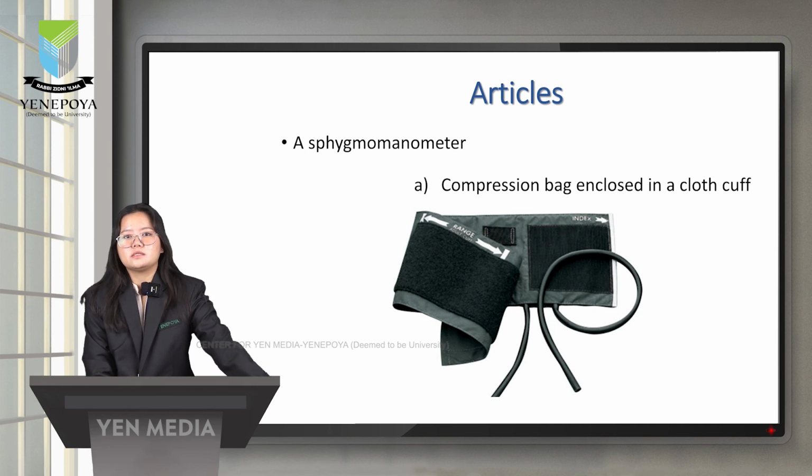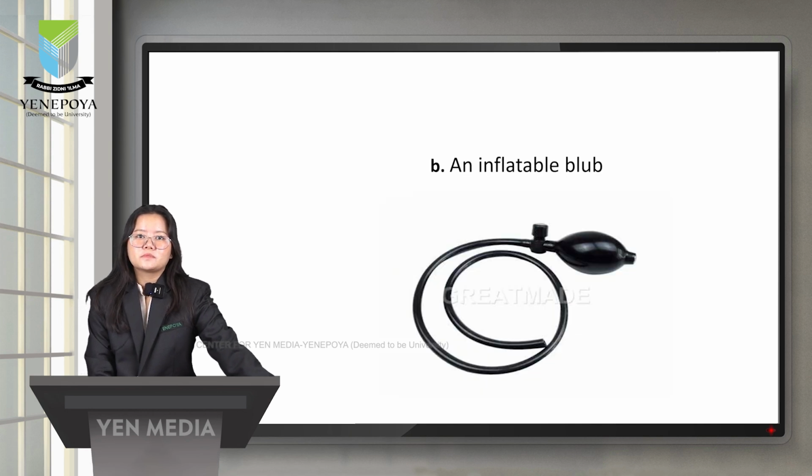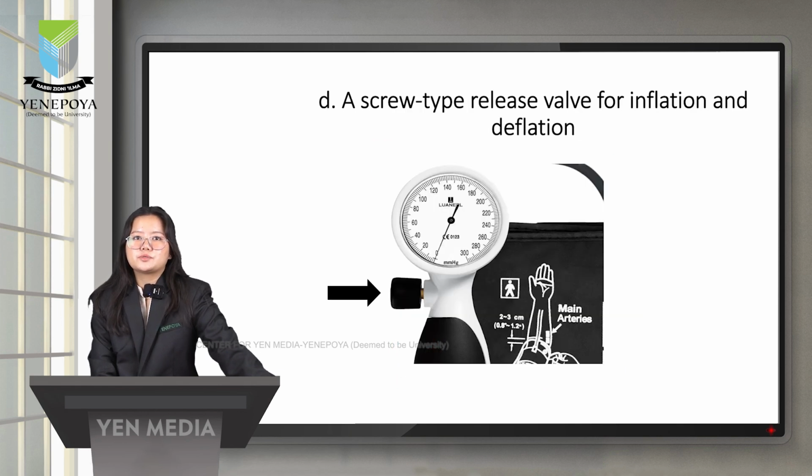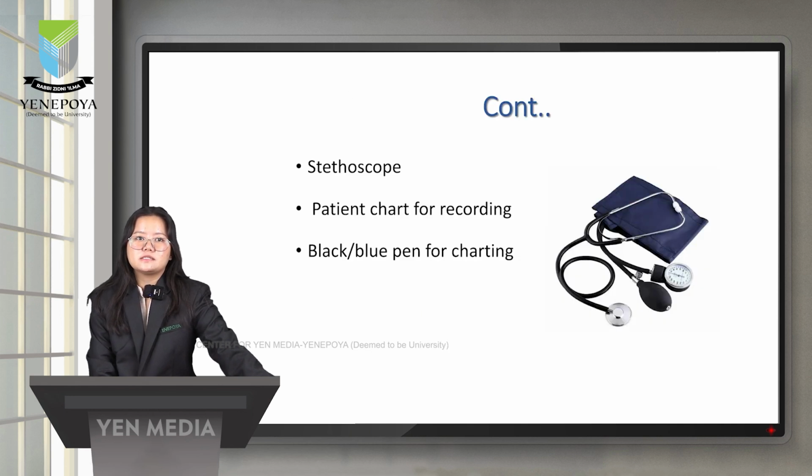Here we will be seeing the parts: a compression bag enclosed in a cloth cuff that you can see in the slide. Next is an inflating bulb, that also is in the slide. Next is a manometer. Here we can read the pressure reading that is given in numbering. And lastly, a screw type release valve for inflation and deflation. Next are a stethoscope, and a patient chart and pen for charting. Those are the few articles that we need during blood pressure monitoring.